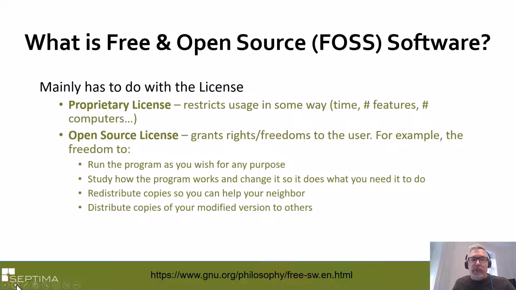So the four major tenets of an open source software license are that you can run the program as you wish for any purpose, study how the program works. That's where access to the source code comes into play. You can redistribute copies so you can help your neighbor, and distribute copies of your modified versions to others.